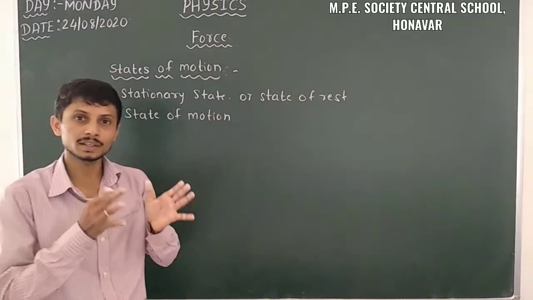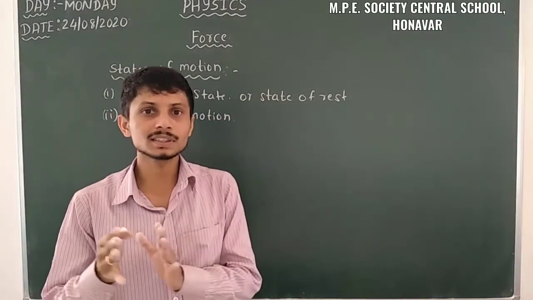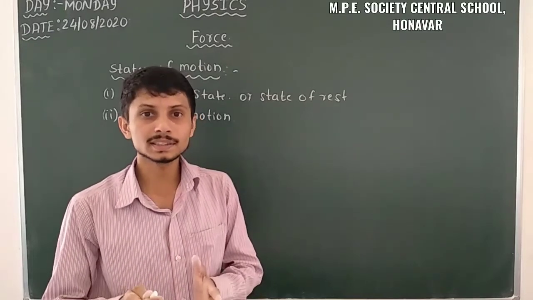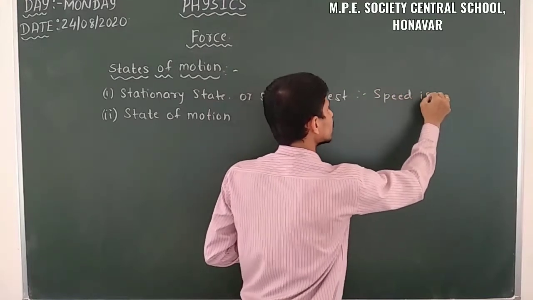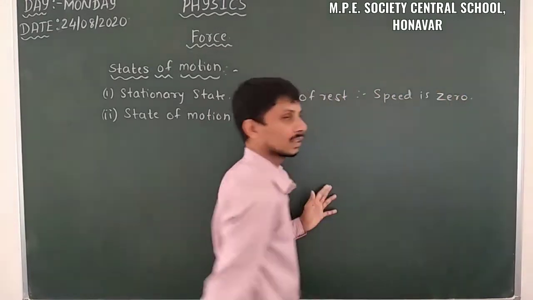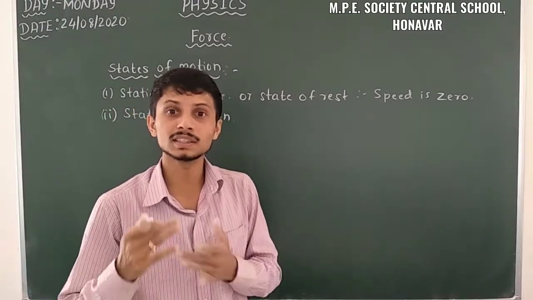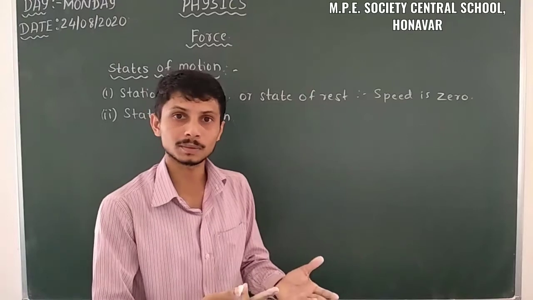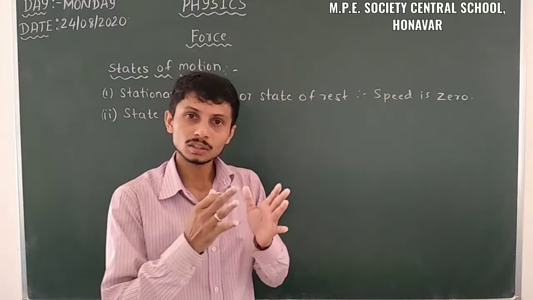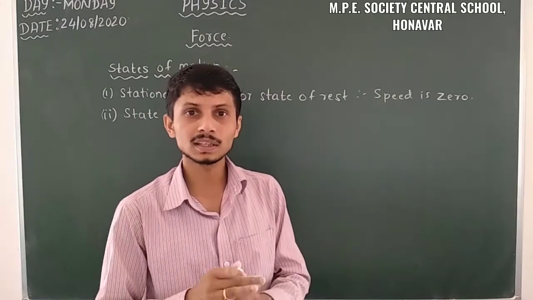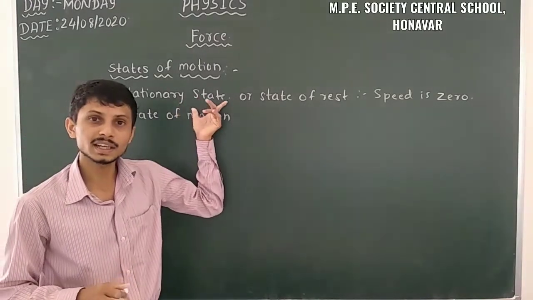When we are taking the motion, some objects are in the stationary state, that means the rest state, where the speed is zero. The object doesn't move at all, doesn't change its place from one place to another. The object is in the same place, so we call it the stationary state or rest state.